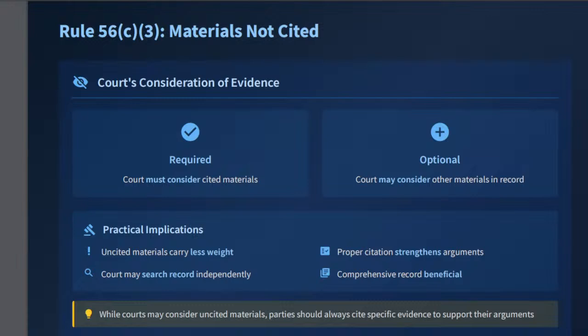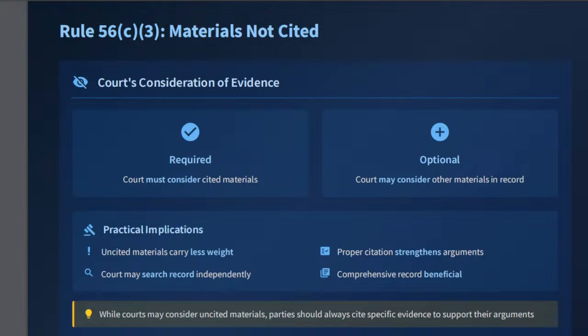We're almost done here with Rule 56, but this is the foundation for what a lot of the other rules are built on. So by having this well understood, it makes the rest of the building blocks fall into place nicely. So on Rule 56(c)(3), materials not cited, the court's consideration of evidence. What's required: the court must consider the cited materials. What's optional: the court may consider other materials in the record. So it can be admitted, but whether it will be considered is under this Rule 56(c)(3).